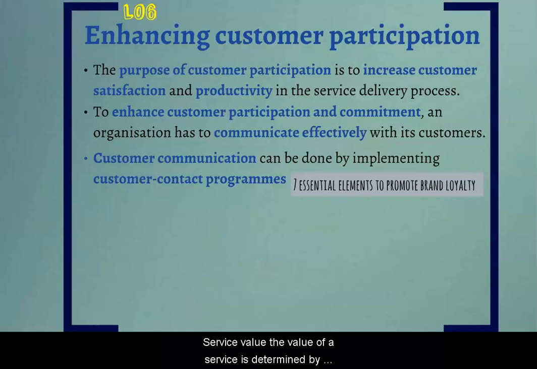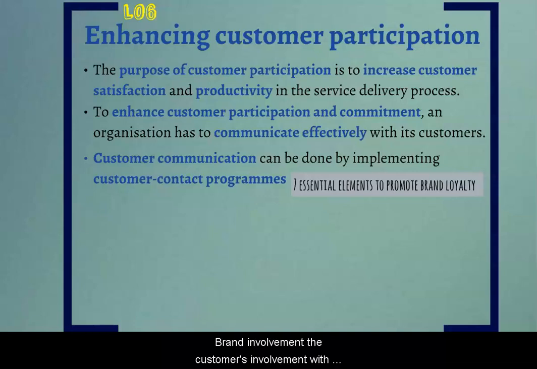The value of a service is determined by benefits versus cost. And this we've covered many times in any of the marketing modules or business modules. If an organization can make the customer perceive the benefits to be more than the cost of receiving the service, they will be able to build brand loyalty because the customers will perceive the service as value for money, and then also service value.